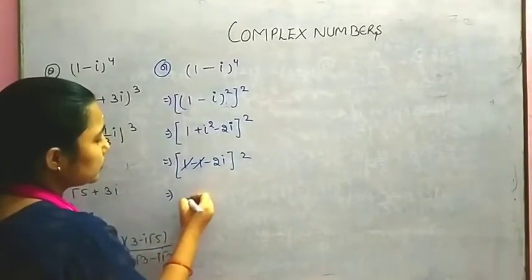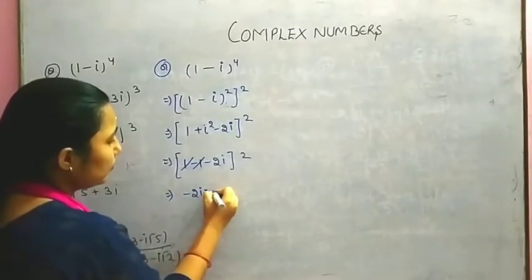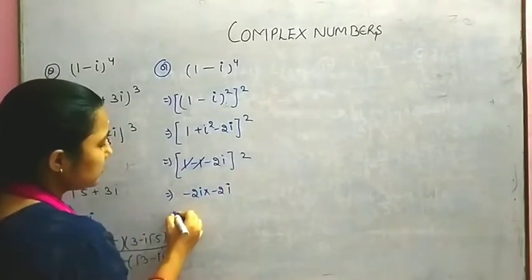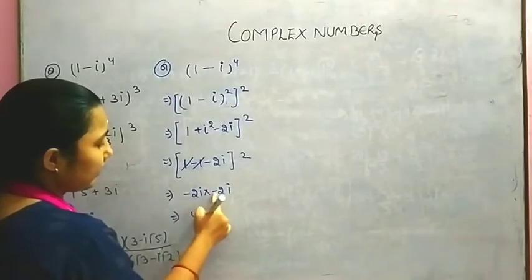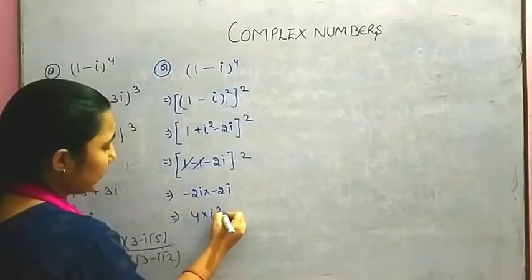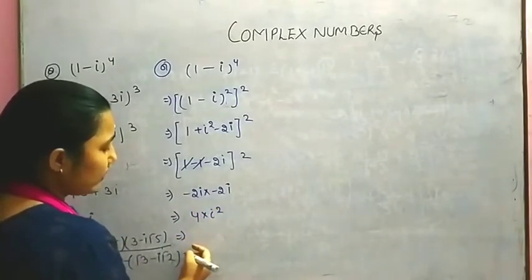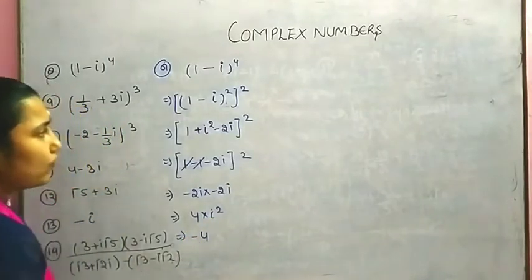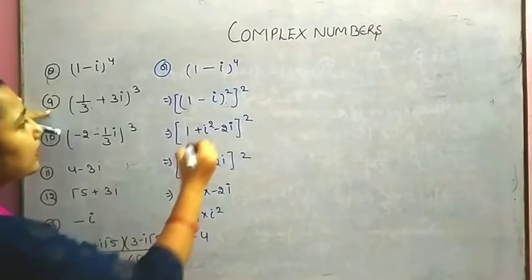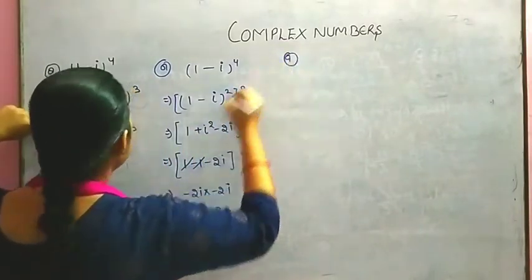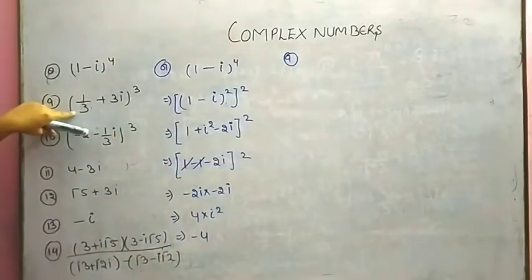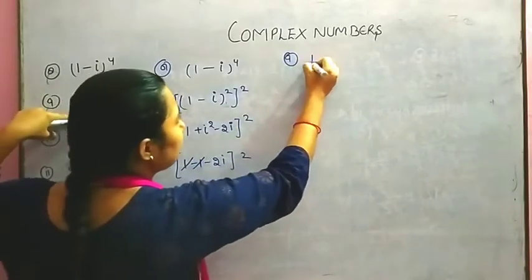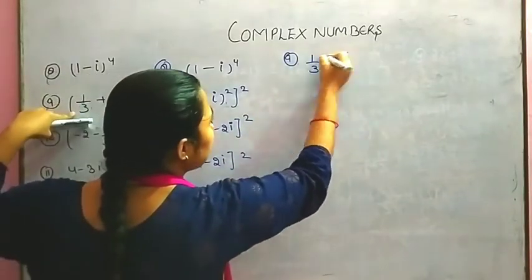(Minus 2i) whole square, that means minus 2i into minus 2i we have to write. So 2 2s are 4. Negative negative will be positive and 1 i square is remaining. And the value of i square is minus 1. So we get minus 1 into 4, minus 4 as a solution. Correct? Then question number 9. (1/3 plus 3i) whole cube.